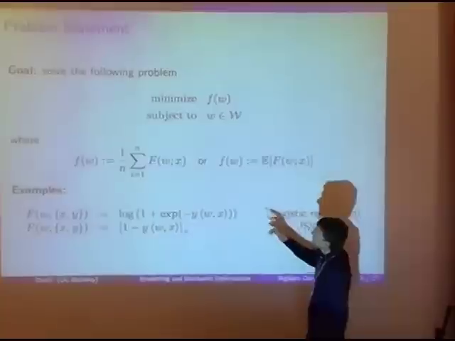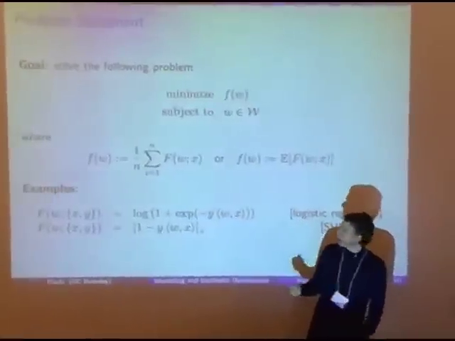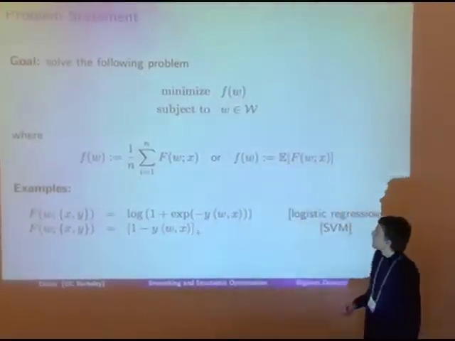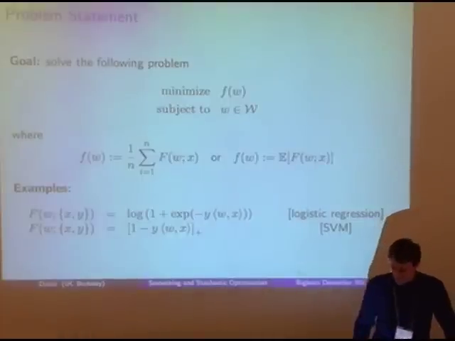Examples we're all probably familiar with: logistic regression, where the data is x, y pairs, y is the label, x is some feature vector. SVMs, again, data is x, y pairs, x is the features, y is the label. So these are the types of problems that I'm going to care about.